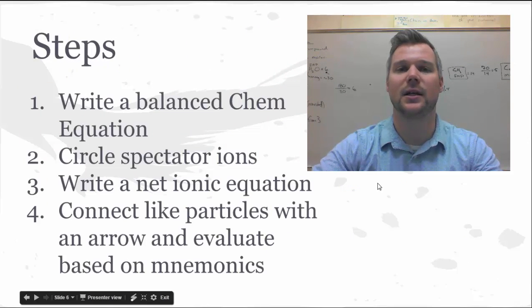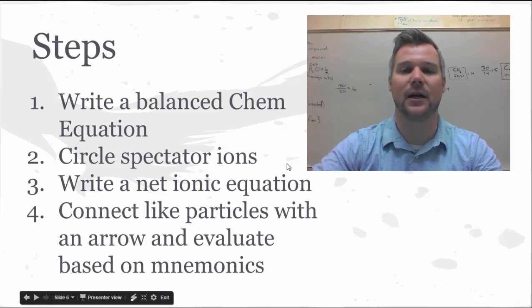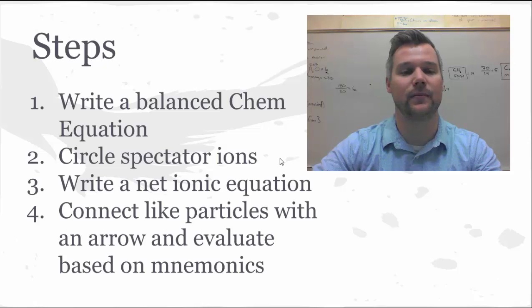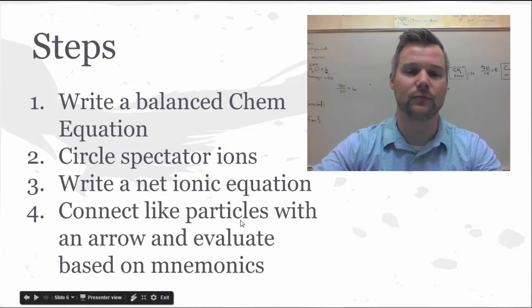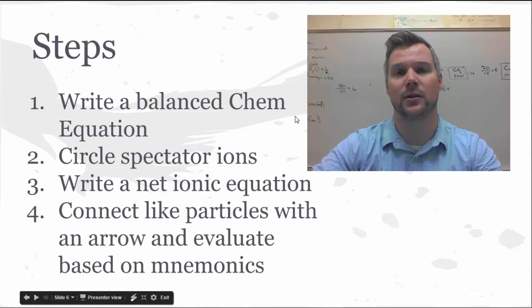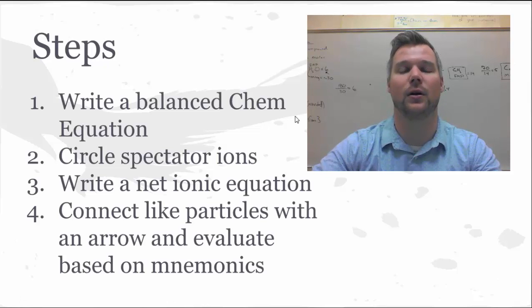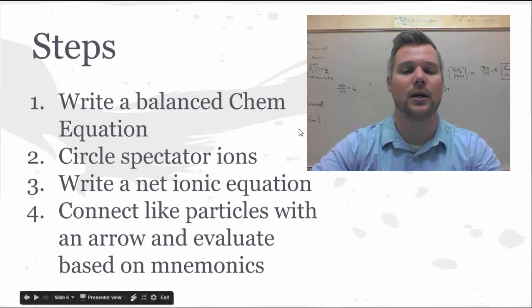In order to write out redox and determine what's being reduced and what's being oxidized, you're going to write a balanced chemical equation. Start with that just like normal. Then you're going to circle your spectators and then come up with a net ionic, and then connect the like particles. So on that first example, we had sodium and aluminum. I connected sodium to sodium and aluminum to aluminum. And I would evaluate using the mnemonics either OIL RIG or LEO the lion says GER. So that's basically what you need to do.